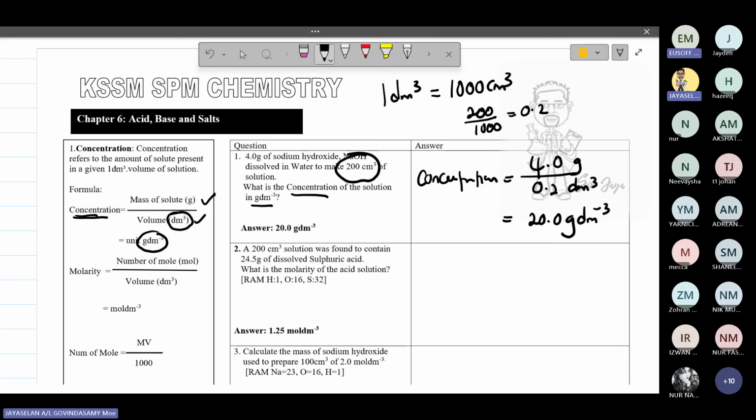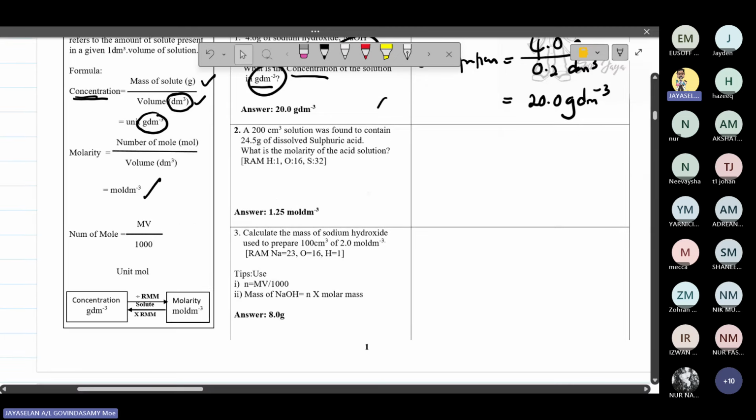If they don't give the unit, can we do it in gram cm cube? No, gram cm cube doesn't exist, Yusof. There has never been such a thing. The standard unit for concentration is this one. Or one more, molarity, only this. Can you understand?